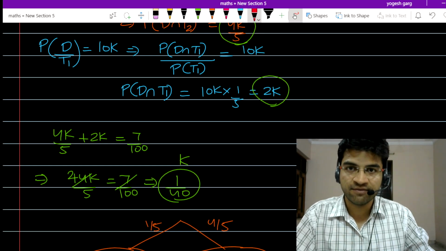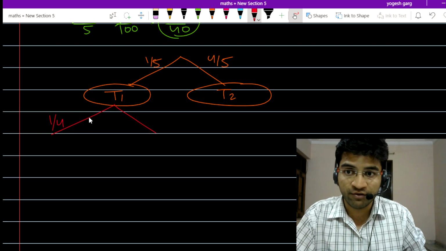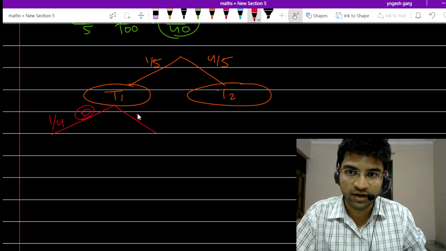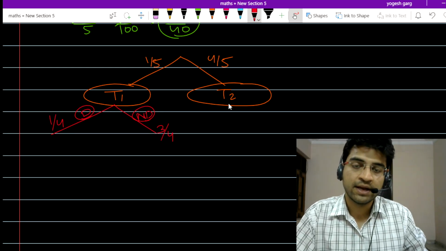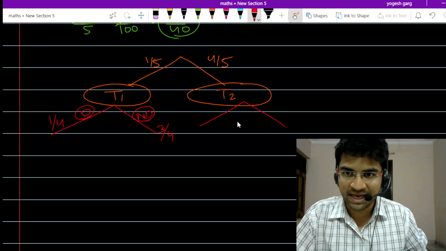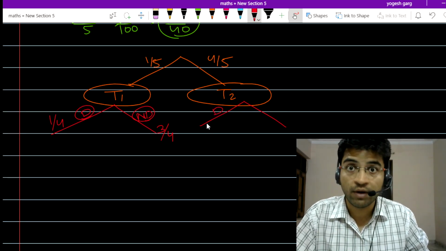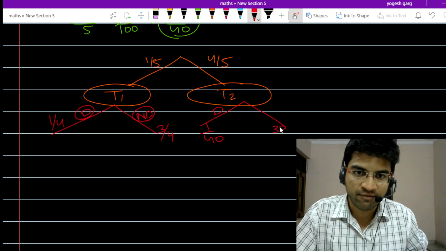10k, and k is 1 by 40, 10k will be 1 by 4, so this is 1 by 4 of defective. Of not defective, 3 by 4. Clearly their sum should be equal to 1. Now for T2, probability that the computer turns out to be defective is k. Now k is 1 by 40, and it does not turn out to be defective, it is 39 by 40.